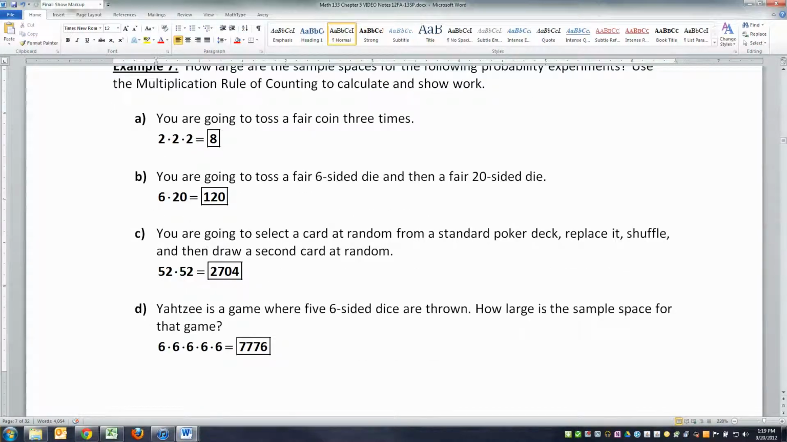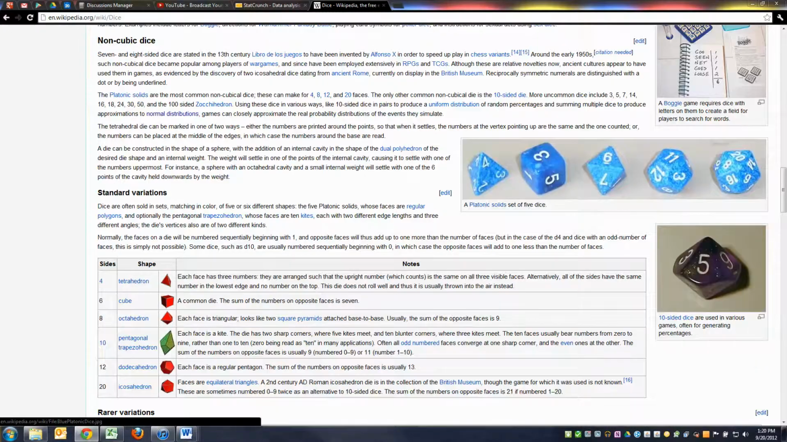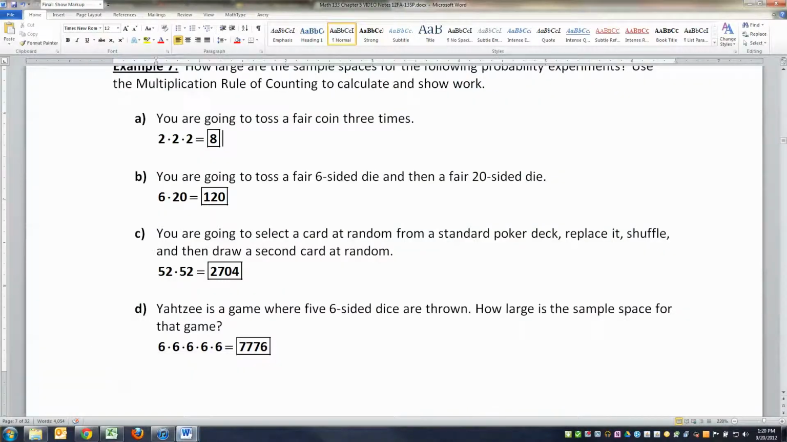Okay, suppose you were going to toss a fair 6-sided die and then a fair 20-sided die. Yes, there are such things as 20-sided dice. This is the Wikipedia page on dice, and this one over here is what it looks like. It's one of the Platonic solids. It's called an icosahedron. They mention it down here. Okay, so let me go back. So you are going to do that. 6 times 20 makes 120.